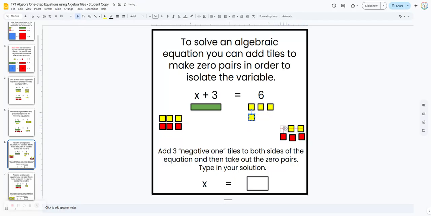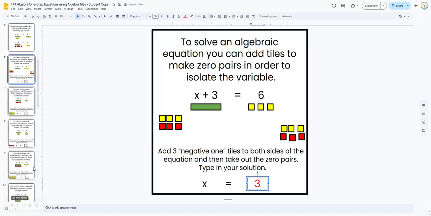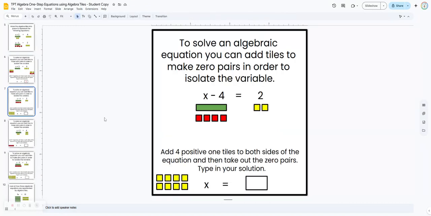Okay, now we're left with x equals 3. So the answer is positive 3, and they're going to type that at the bottom. So they get a little bit more practice with some other equations here. x minus 4 equals 2. Again, I want to isolate this variable x, isolate the green piece. I'm going to do that by adding 4 yellow tiles to create 4 0 pairs. And I'm going to do that to both sides of the equal sign to keep it equal, to keep it balanced.